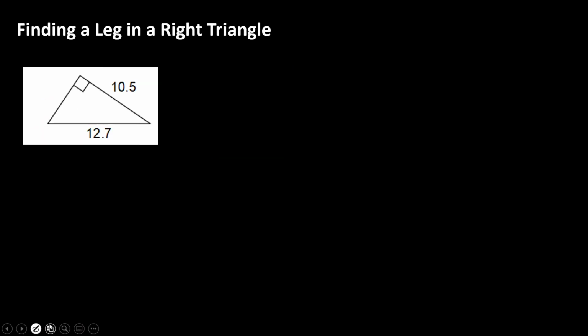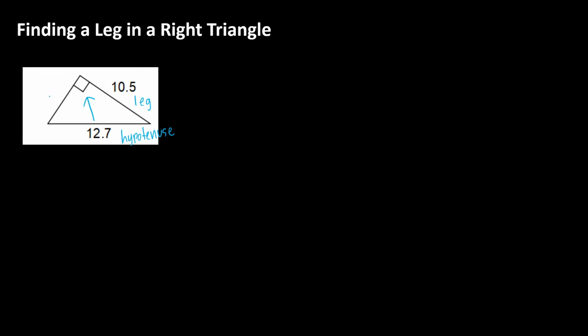Moving on to finding a leg in a right triangle. In this situation, we're going to have to set up the Pythagorean theorem a little differently. So what we're given is a leg that is 10.5 units, and I know that this side length of 12.7 is not a leg. This is the hypotenuse because it is right across from the right angle. It's not next to the right angle, it's across the triangle from it. So this is my hypotenuse. So that's how we know we are missing a leg.